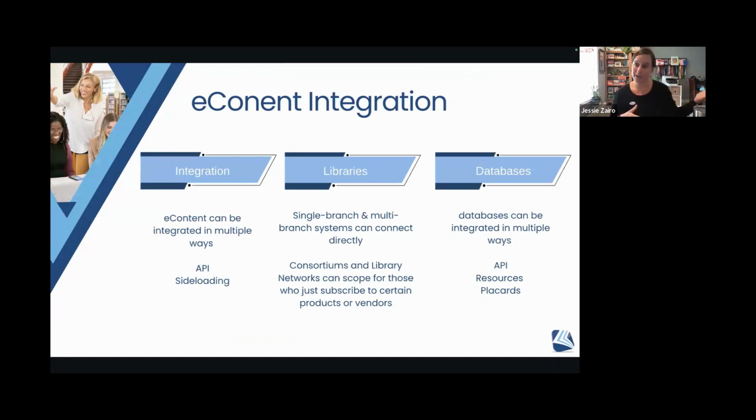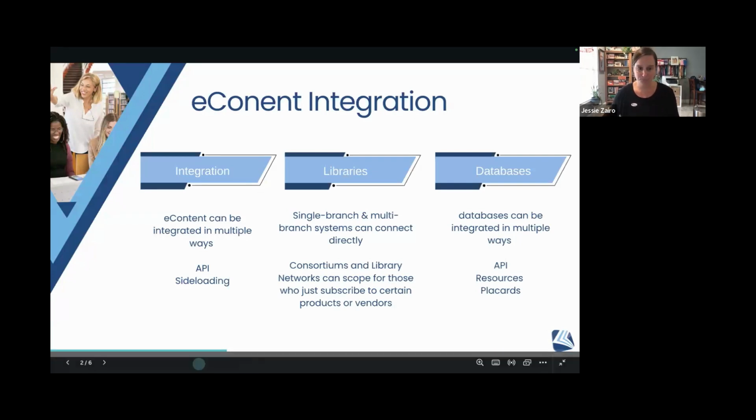With library setups, there's multiple ways that you can do this. First, we have our single branch systems and multi-branch systems. You can connect directly, either via API or side loading, to bring those records into your system. The second are for large systems like consortiums or library networks, and perhaps you have some libraries that subscribe to content and others that don't. This is what we call scoping. That allows your libraries to specify who has what. And then, of course, databases. These can also be integrated in multiple ways via API, web resources, or placards.